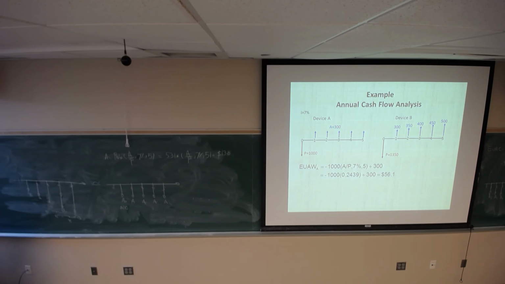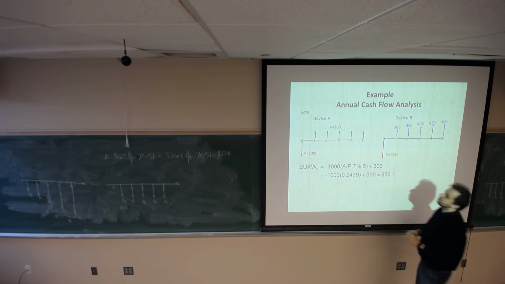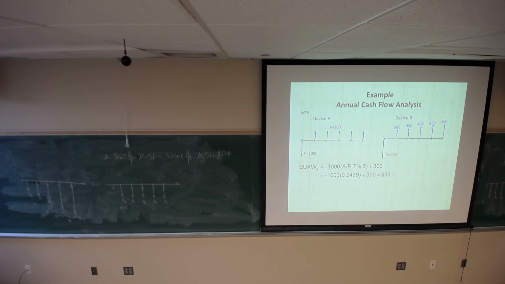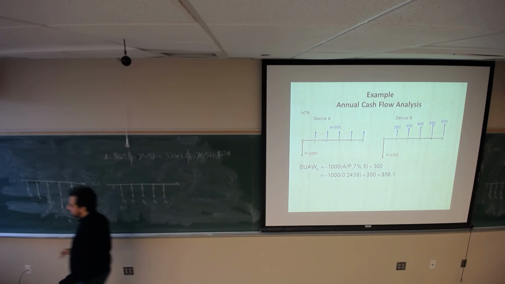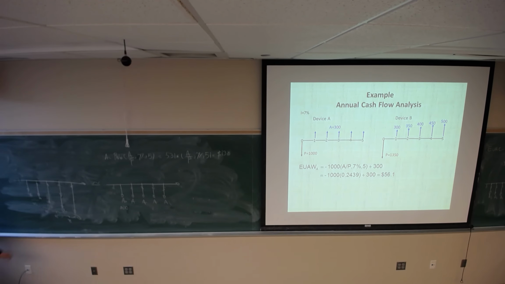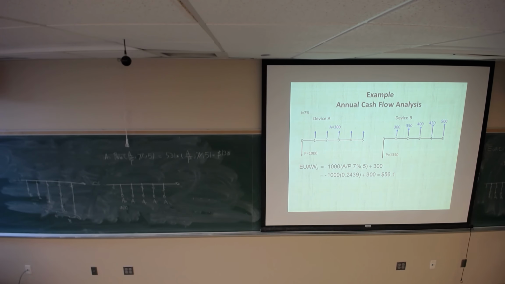There are two devices. The device A, if you buy it at the price of $1,000, the benefit that you will get by saving the money is going to be $300 per year for 5 years. Second one, you pay more. It's going to have the same useful life, which is 5, but the amount of money that you will get is going to be different over the next 5 years. So the question is, which device should be purchased?